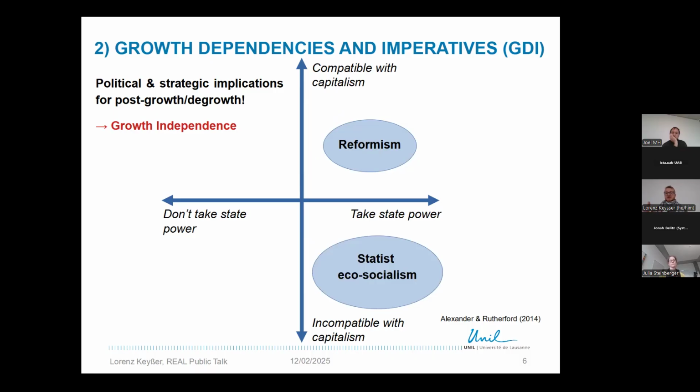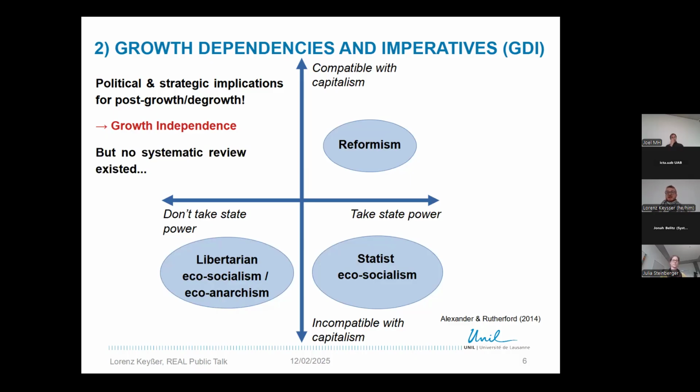But there I put the rather statist eco-socialist strand, which aims to overcome capitalism by taking state power and implementing stronger reforms, such as state ownership of the means of production or other measures such as price controls. And lastly, we have libertarian eco-socialism or eco-anarchism, which rejects taking state power and focuses more on bottom-up mobilization of the working class, for instance. So depending on which mechanism we believe causes growth dependence, we might choose one of these three groups or push for changes that are compatible with them.